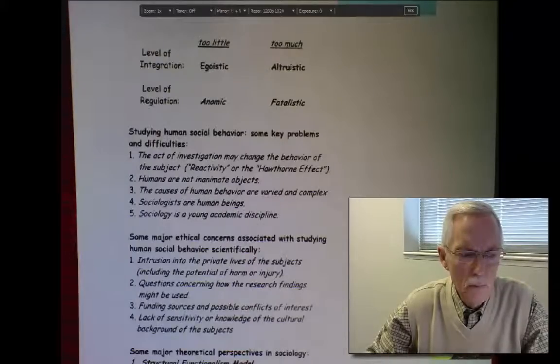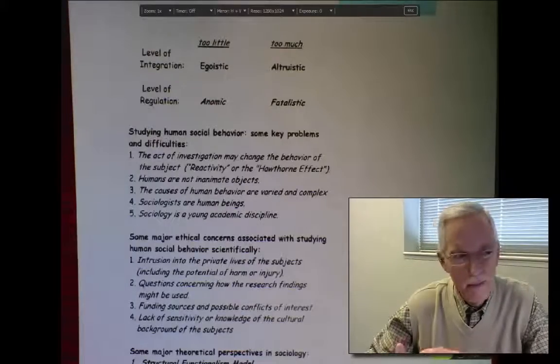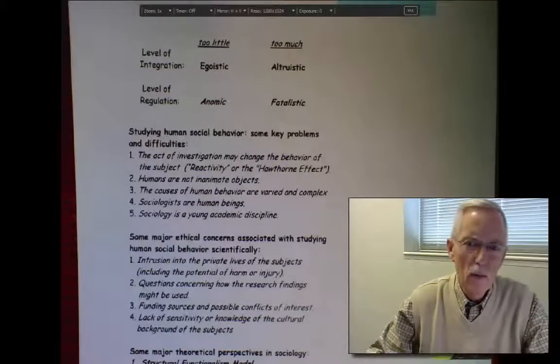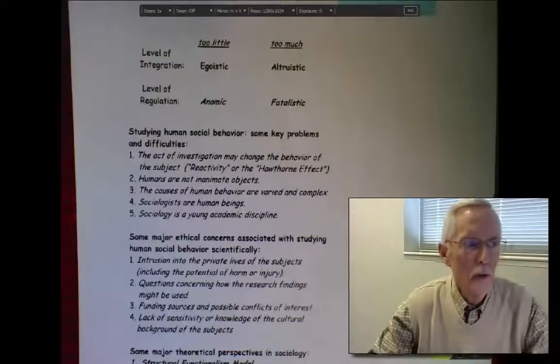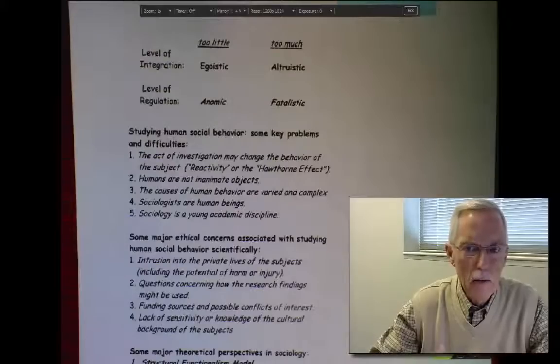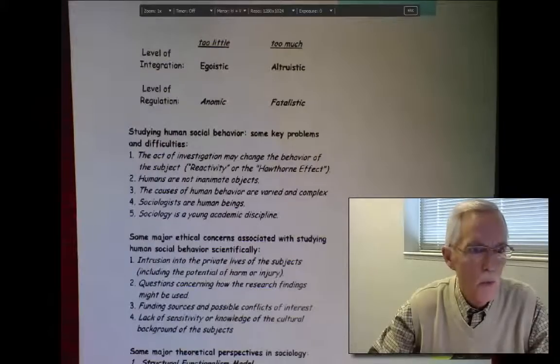The first is often referred to using the title, at least it has been in the past, the Hawthorne effect. Sort of the fancier title is reactivity. But the argument is that by investigating people's behavior, the presence of the researcher may very well change the behavior of the subjects.